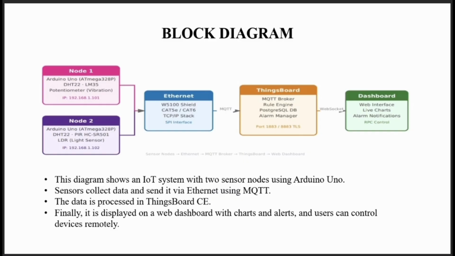Communication protocol, that is the MQTT. The data is transmitted using MQTT protocol, which is lightweight and suitable for IoT applications. ThingsBoard server: the data is received by ThingsBoard, which acts as an MQTT broker and processing unit. It includes a rule engine and database for storage and alarm manager for alerts.